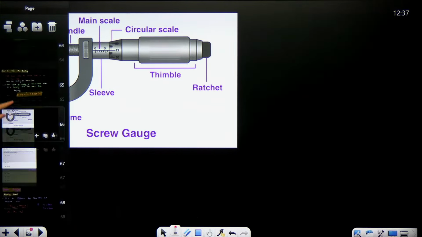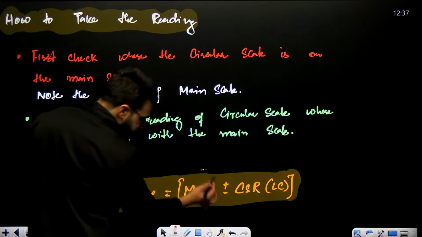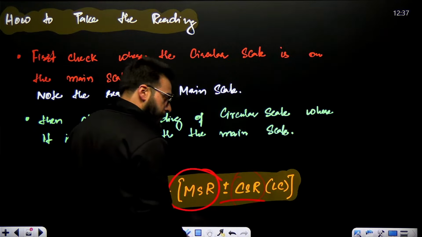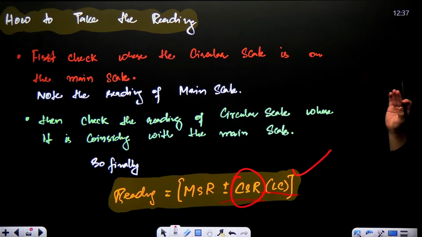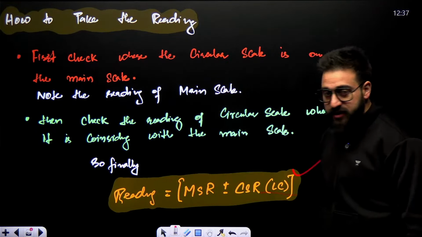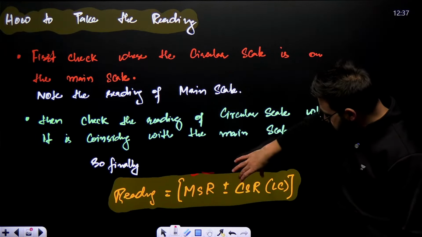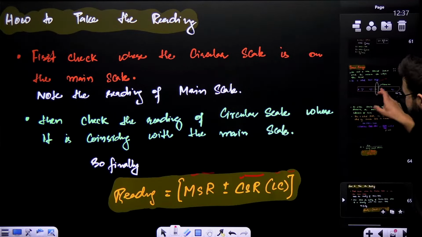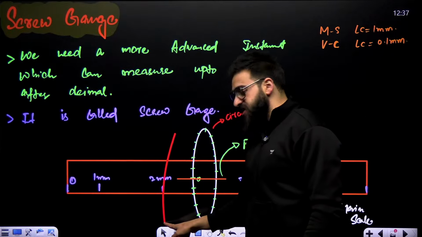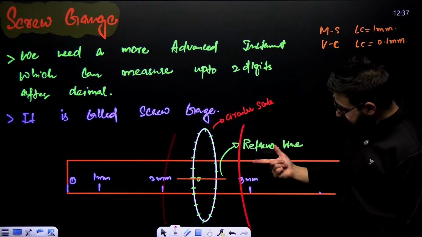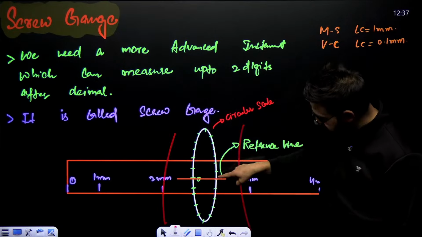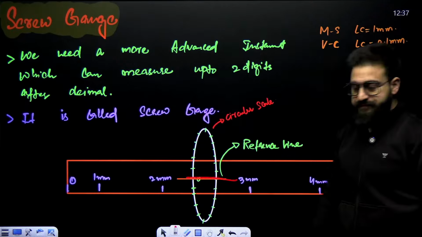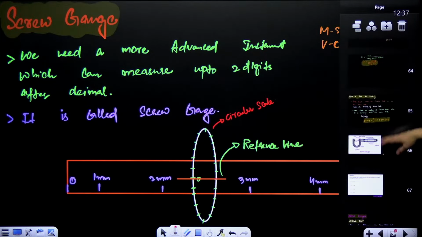Now, my dear friends, let's take a look. Main scale reading, I told you how do we take it? Main scale reading plus or minus circular scale reading multiplied by least count. This is how we find the reading of the screw gauge: main scale reading, circular scale reading, least count. How do we find the main scale reading? Main scale reading is where the circular scale is present on the main scale. If it is here at 2 mm, if it is here at 3 mm, then you have to check which division of this circular scale is present on the reference line. Done. Multiplied by least count. Least count is 0.01.